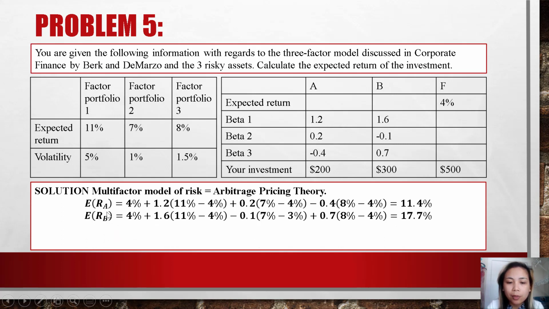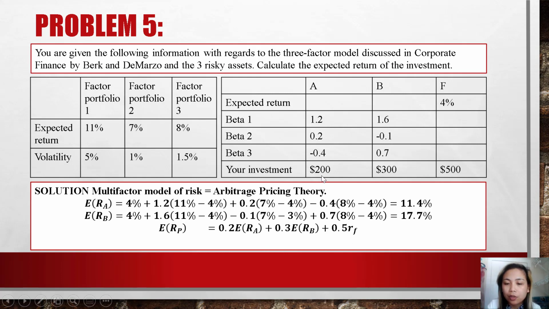Similarly, we find the expected return of B using the 3 betas and the 3 expected returns. And don't forget to subtract the risk-free rate in each of the factors. We got 17.7%. Now we can construct the portfolio of the investment. We got the expected return of the portfolio is equal to 0.2 times the expected return of A, plus 0.3 times the expected return of B, plus 0.5 times RF.